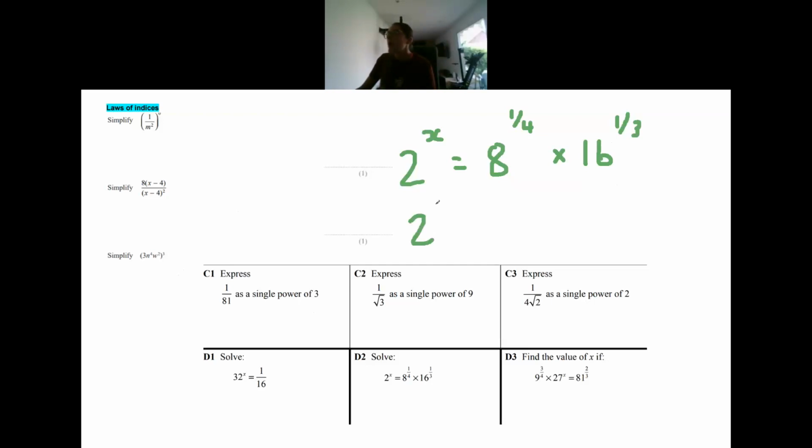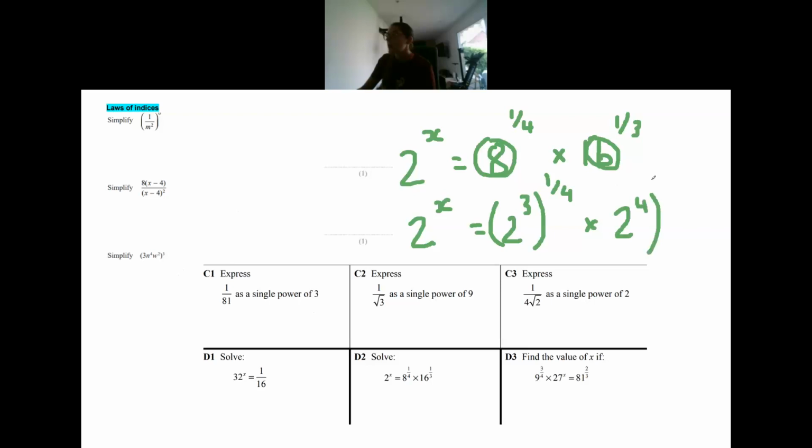So 2 to the power of x, our base number is going to be 2, because that's the lowest one that we see here. Instead of 8, I'll write that as 2 cubed. So that's 2 cubed to the power of a quarter. And then I've got 16, and instead of 16, I'm going to write that as 2 to the power of 4, to the power of 1/3.